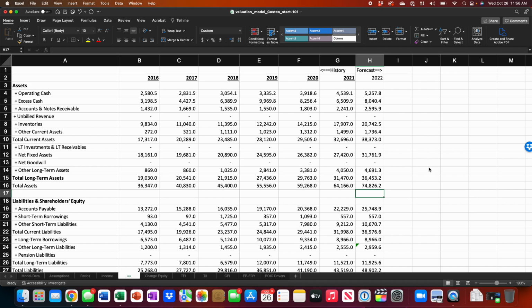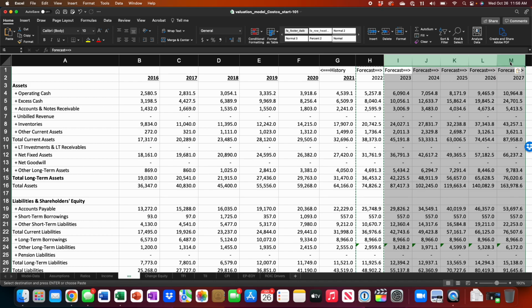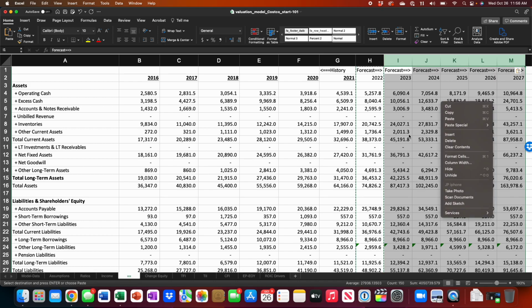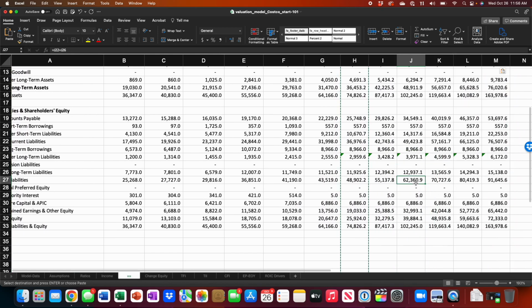All right, now that I have a balancing balance sheet without a circular reference, question? What we're going to do is take 2022, column H. We're going to select it, copy it, go to column M, select it, and paste it. We now have forecasted balance sheets through 2027 for Costco based on those ratios.